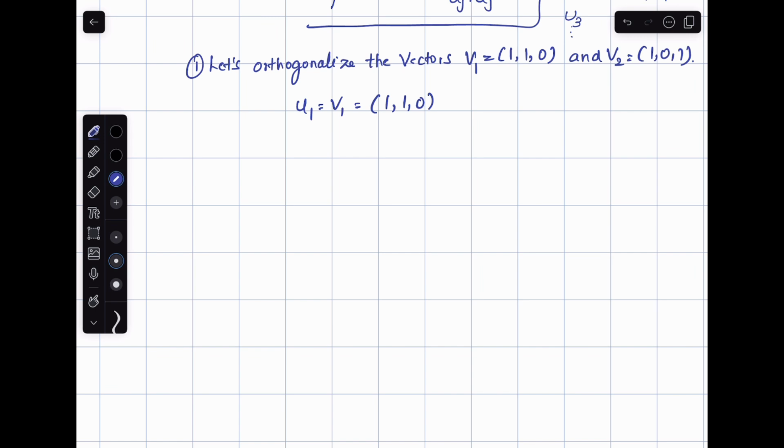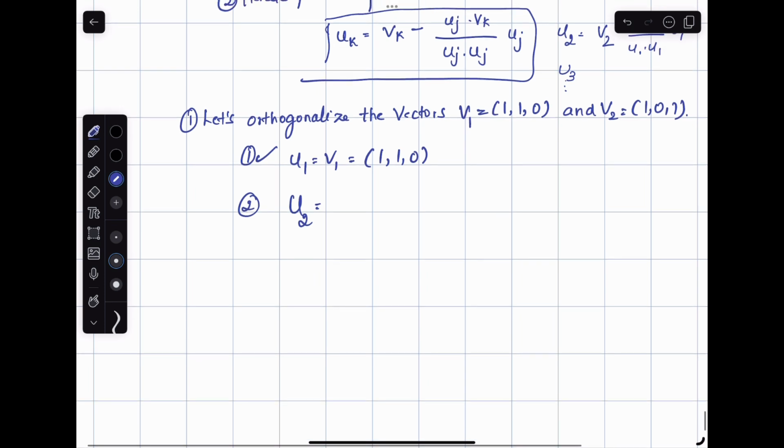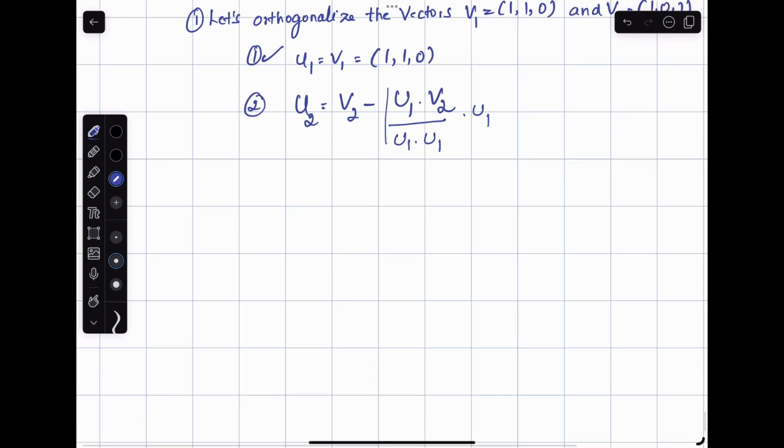The first orthogonal vector u1 is done. Now the second thing we have to find is u2. u2 is equal to v2 minus the projection of v2 over u1, which is u1 into v2 divided by u1 into u1, times u1. Let us try to solve the projection part first, that will be easier. Once we find that, we just substitute and get the answer.